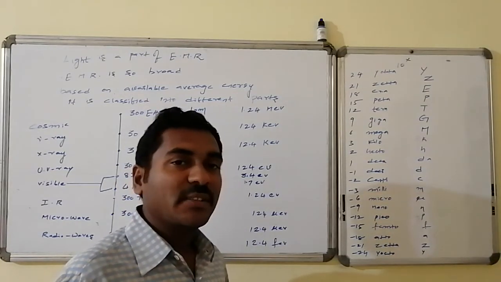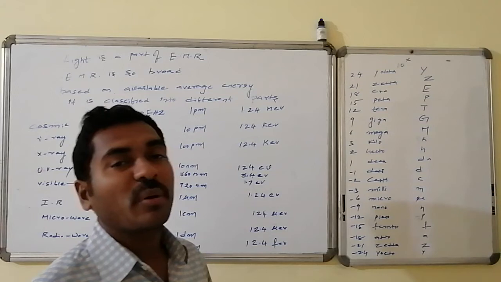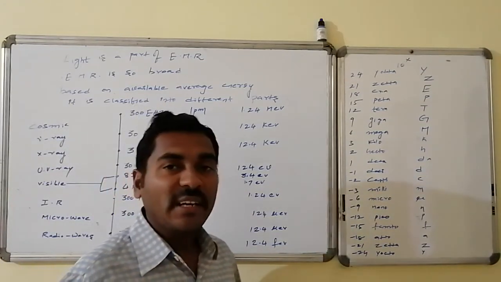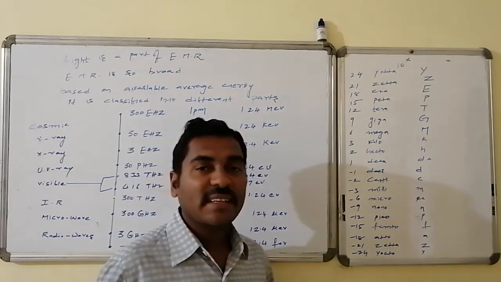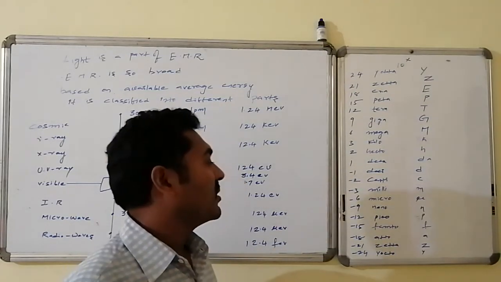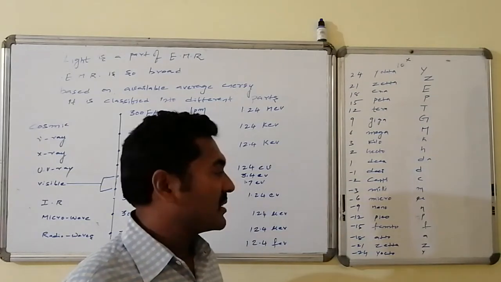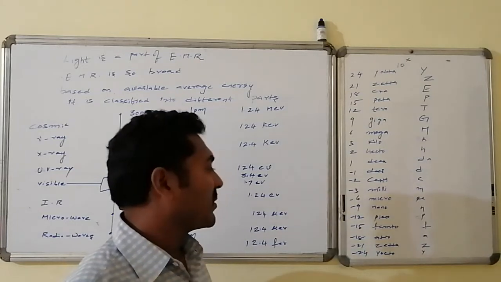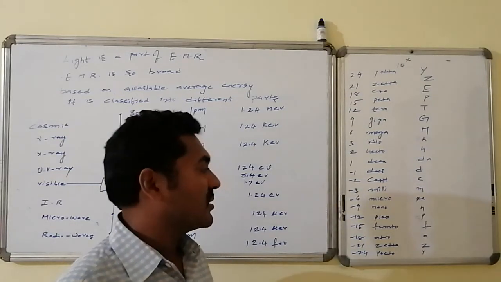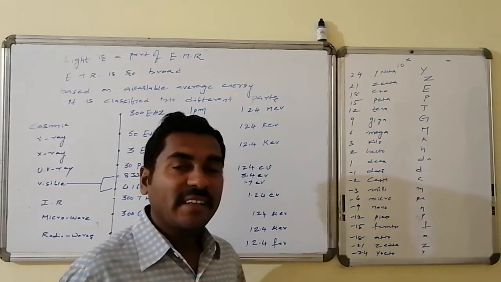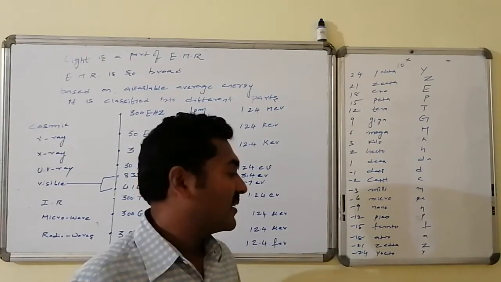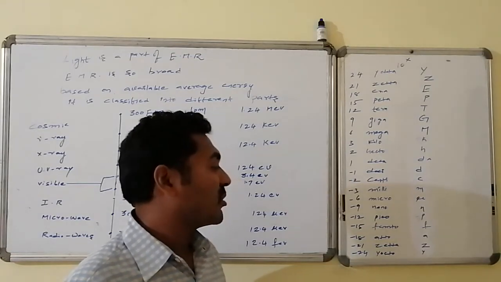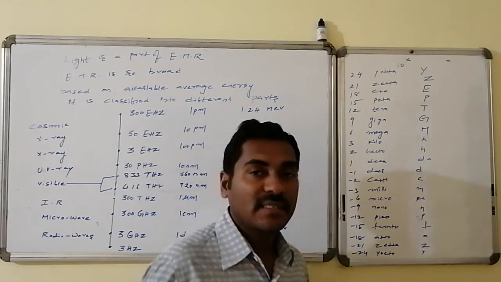10 power minus 1 is said to be deci, indicated as small d, and 10 power minus 2 as centi, indicated as c, and 10 power minus 3 as milli, indicated as small m, 10 power minus 6 as micro, indicated with symbol mu, 10 power minus 9 as nano, indicated with small n, 10 power minus 12 as pico, indicated with small p, and 10 power minus 15 as femto, indicated with small f, 10 power minus 18 as atto, indicated as a, 10 power minus 21 is zepto, indicated with the small z, and 10 power minus 24 as yocto, indicated as small y.